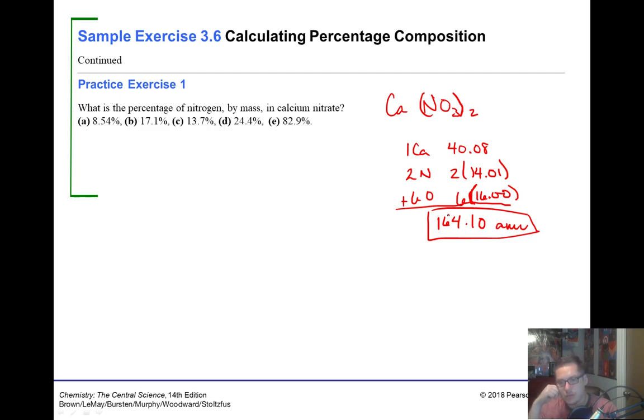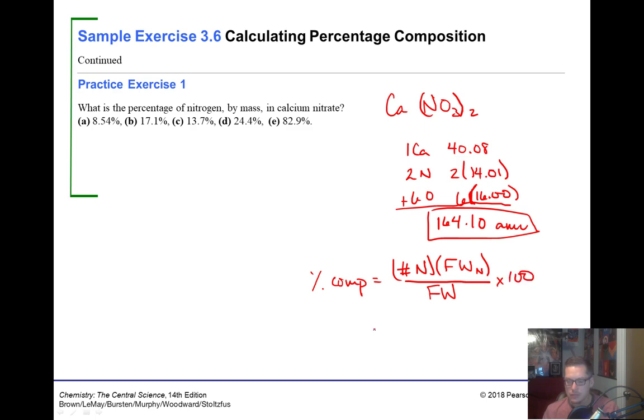But we're not quite done yet. Ooh, they gave us options, I didn't realize. So that's the formula weight, but they want to know the percentage of nitrogen. To find the percent composition, we take the number of nitrogens times the atomic weight of nitrogen, divided by the formula weight of our compound, times 100. There are 2 nitrogens, so we take 2 times 14.01, and divide that by 164.10 times 100.